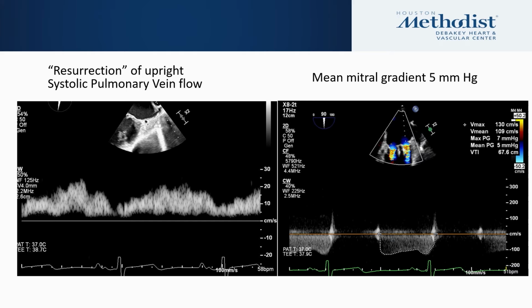clinical improvement. And on the right side, you can see the mean mitral gradient is 5 millimeters of mercury, which is what it was before we started doing the case. So really no evidence of mitral stenosis and a very acceptable mitral gradient at the end of the case.